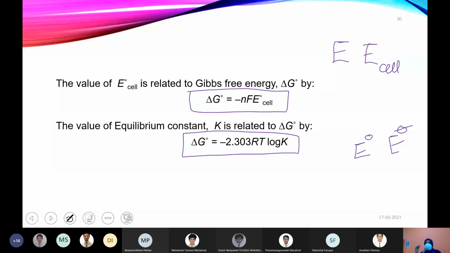Change in Gibbs free energy in the standard condition, delta G0, is equal to minus nF E0 cell. And Gibbs free energy and equilibrium constant K are connected. Delta G0 is equal to negative 2.303 RT log K.